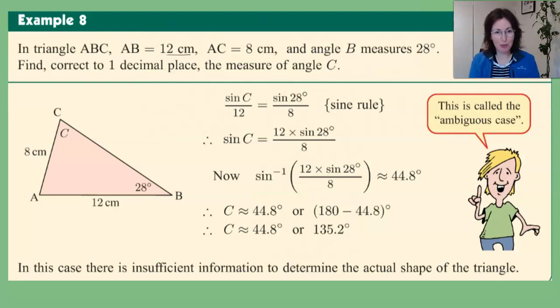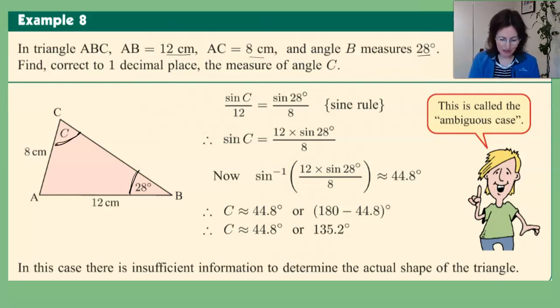Here's a side length of 12, another side length of 8, and we're told that angle B measures 28 degrees. So here's one possible drawing for this triangle, with the 28 degrees here for B. Solving for angle C now.